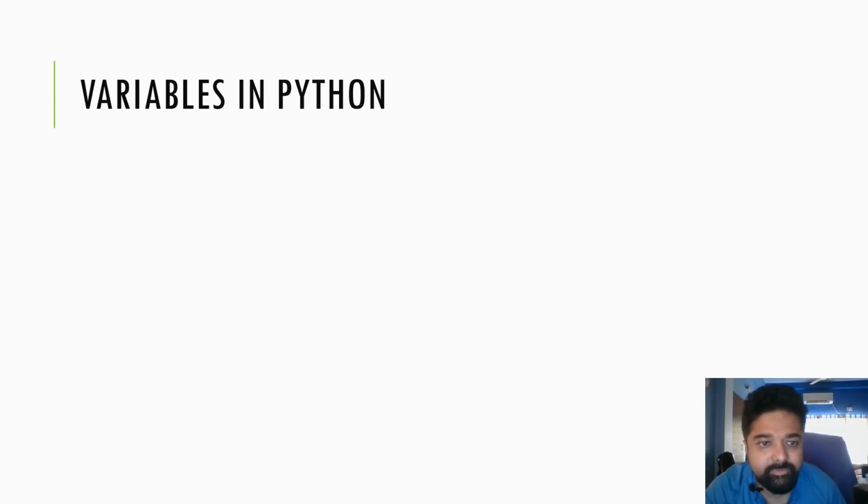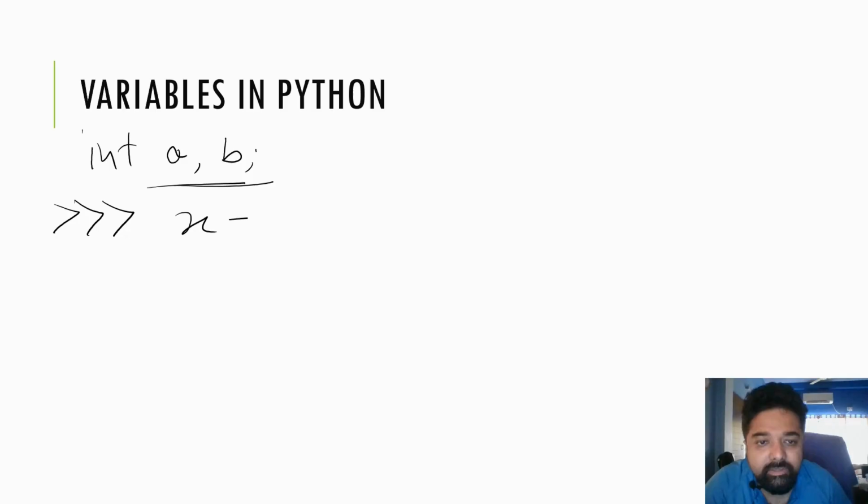In case of C, you need to declare a variable first, like int a, b, then semicolon, all these things. But in case of Python, it is super easy. You just have to write x is equal to 2, no semicolon, nothing. So the value will be assigned to x. In that case, x will be 2, no semicolon needed.